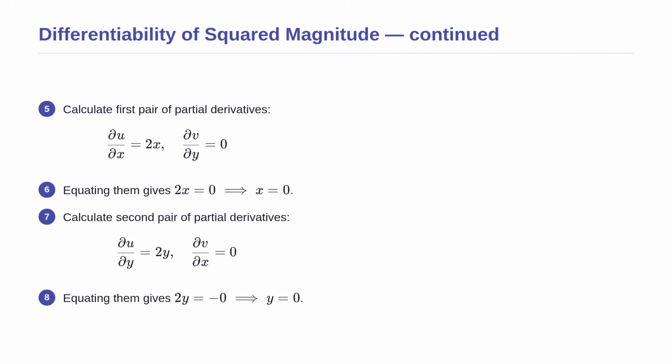The derivative of u with respect to x is 2x, while the derivative of v with respect to y is 0. For the first Cauchy-Riemann equation to hold, 2x must equal 0, which only happens if x is 0. Similarly, the derivative of u with respect to y is 2y, and v with respect to x is 0. The second equation requires 2y to equal -0, meaning y must also be 0.